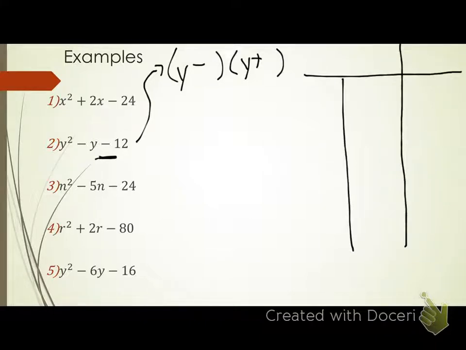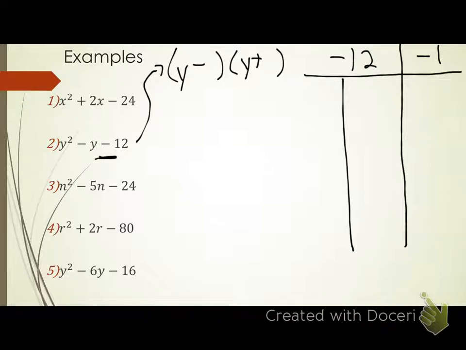What goes in the first slot? Negative 12. Second slot? Negative 1. Remember, if there's no number in front of our variable, it's understood to be 1. There's a minus sign with it, so it's negative 1 in front of that y. Any questions so far?